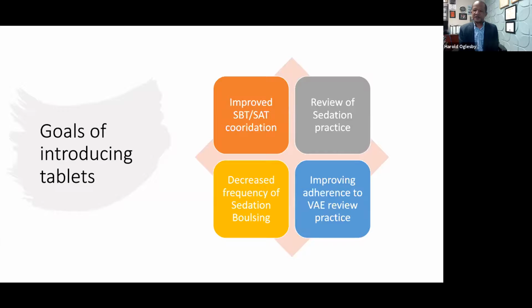So some of the things that we also wanted to look at, not just VAEs, but for the whole team, particularly from a pharmacy and nursing perspective, was some of the information that was coming out of the infusion pumps that were related to better coordination of our spontaneous awakening trials and a review of sedation practices and a decrease in sedation bolusing in our unit, and then an improved adherence to the VAE practice overall.